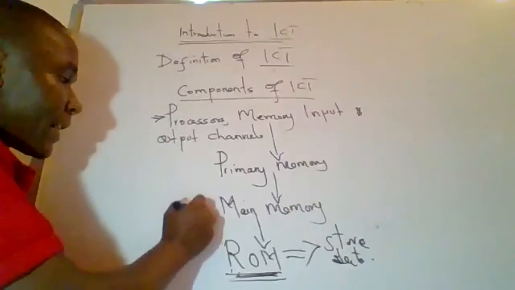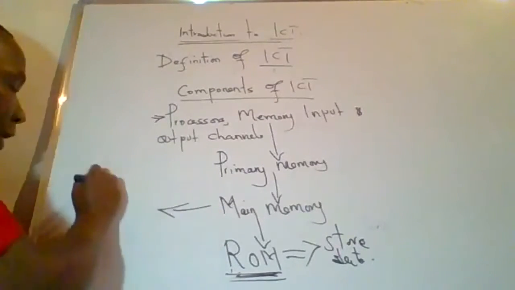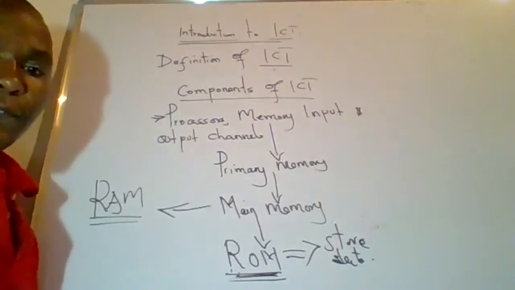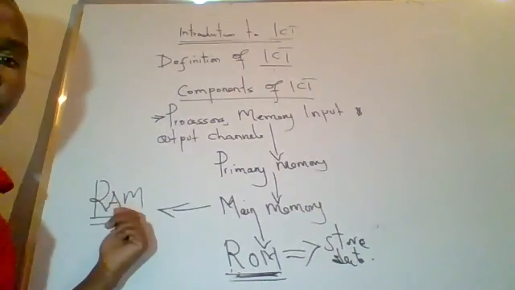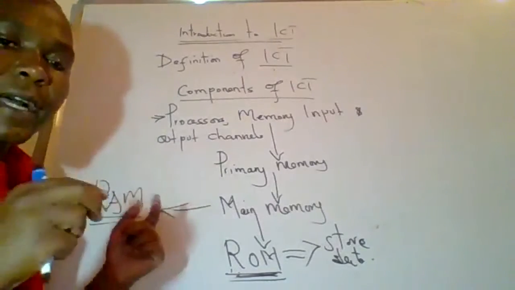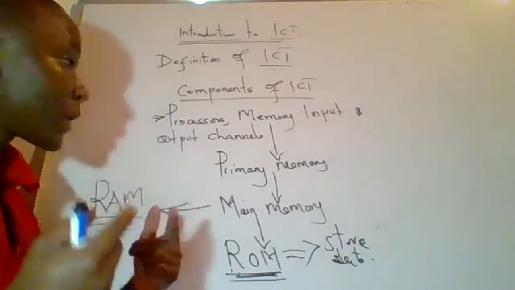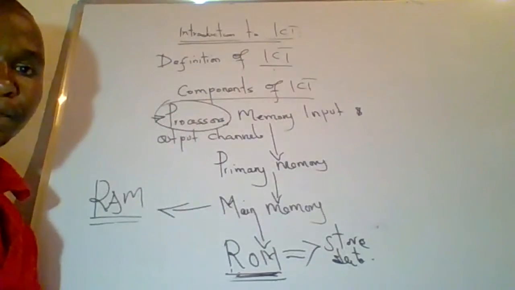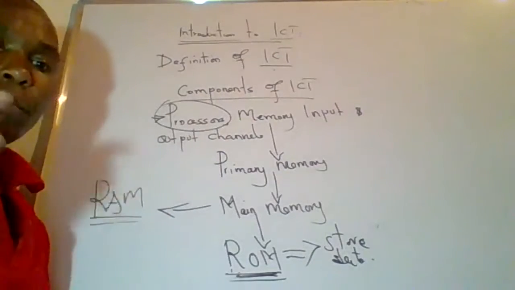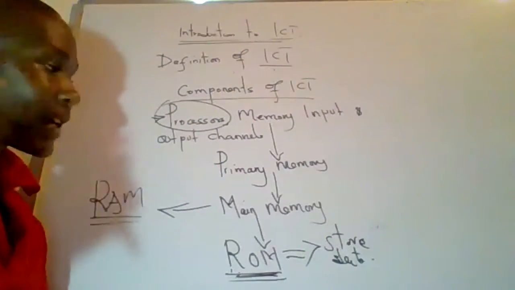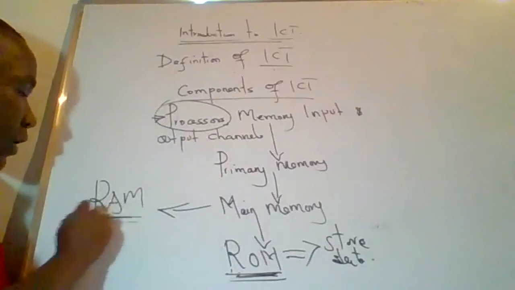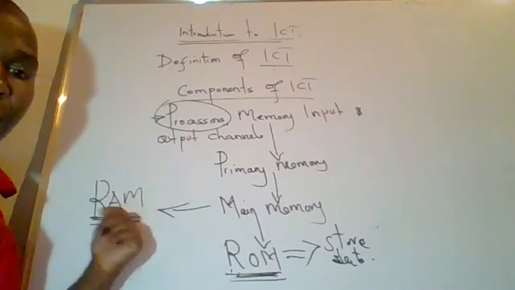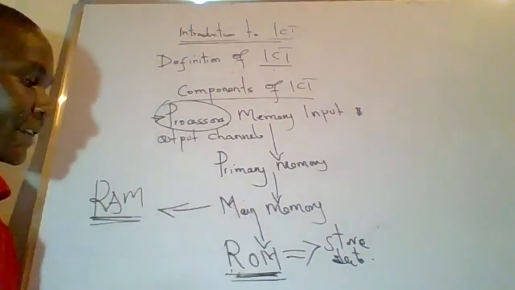And then we have another memory inaitwa nini? Inaitwa RAM. Sindio? So this RAM inaitwa random access memory. We only store information while we are still processing. So ukiwa kwa Google, when you search information, that information is being stored under RAM. It is still under processing. Once you are satisfied with that information, now you can download and save it under ROM.